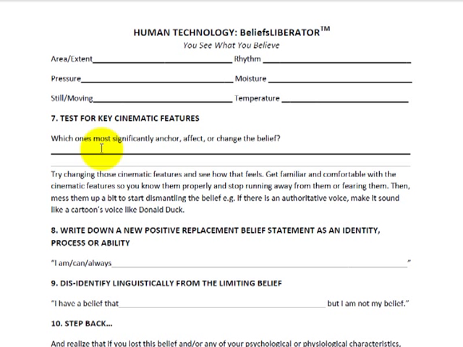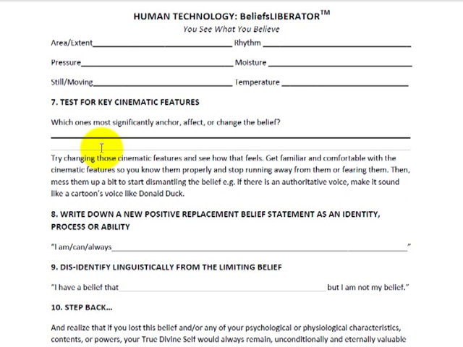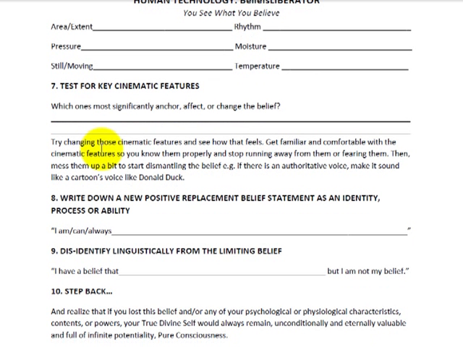So just start to play around with it. What if you change your mother's voice in that representation to Donald Duck's voice? So instead of an authoritative female voice, you change it into Donald Duck's voice. Just mess it up and see how that changes things. So in other words, I'm asking you to get familiar and comfortable with those cinematic features so that you know them properly and stop running away from them or fearing them, and then start to mess them up a bit so that you can start to shake and dismantle that belief, because remember, these are some of the glues of it.